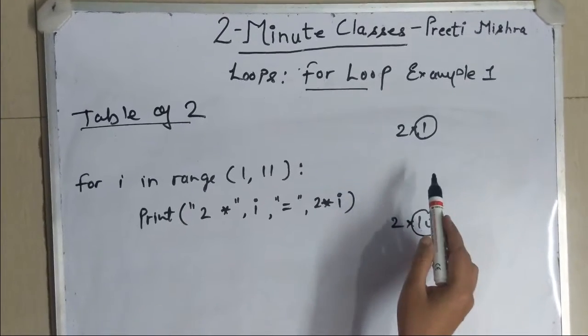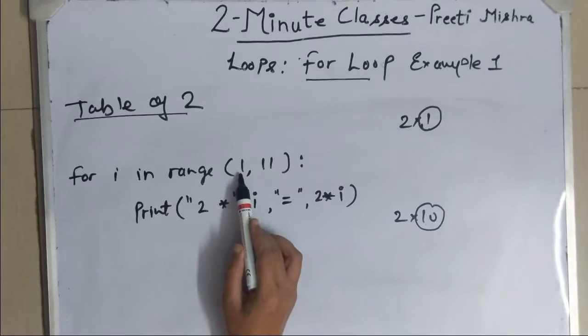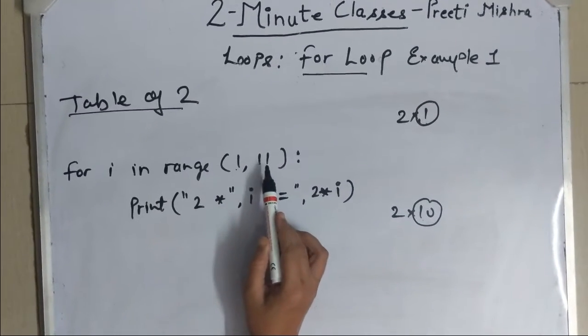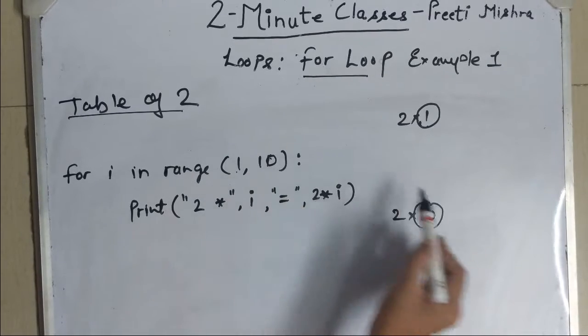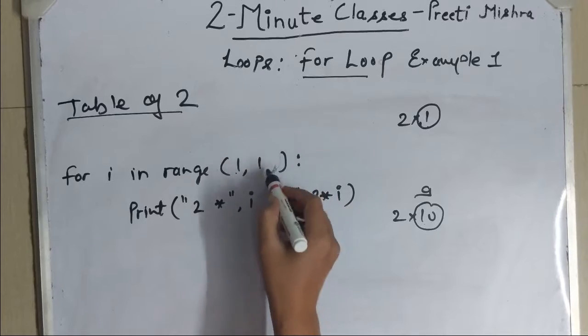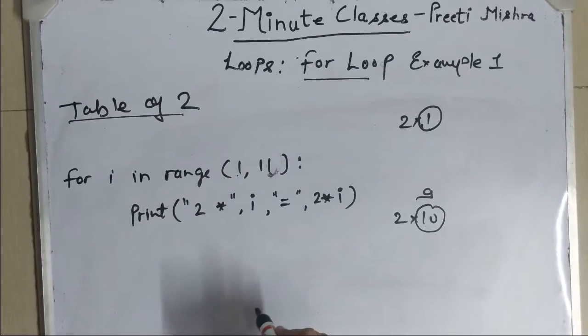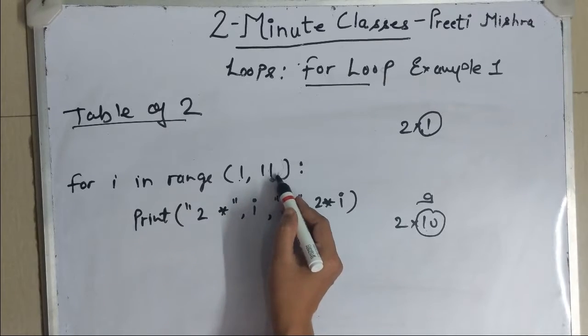By default, we know that the range function starts from 0, so I have given the starting value as 1. And it will end at n minus 1. So if I had given 10, it would go only till 9. In order to go till 10, I have taken the last value as 11. And by default it will increment by 1, so I need not give the step size.